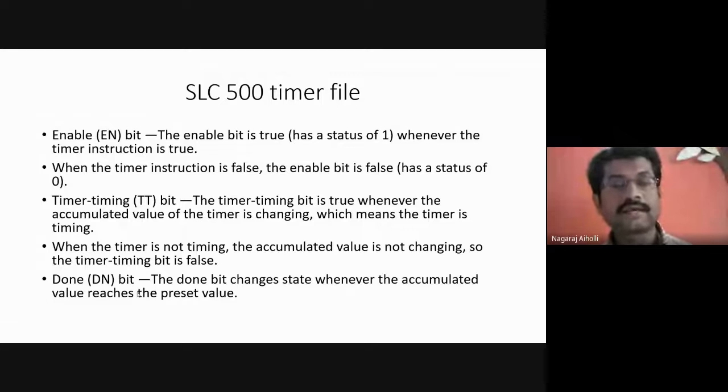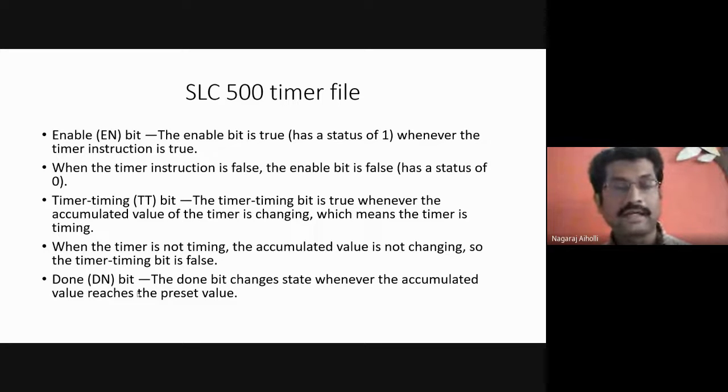Let us say that a timer is not timing. That means the accumulated value is not changing. That means the timer timing bit will become false, or the TT bit that is stored will be 0 if the timer is not timing. That is, if the accumulated value is not changing, then the TT bit will become equal to 0. The timer timing bit will become equal to 0. 0 will be stored in the TT bit position.